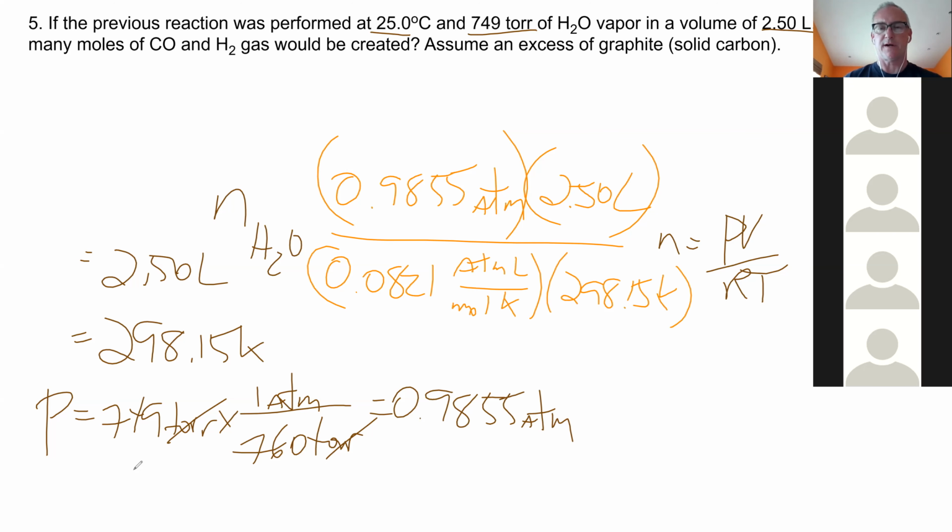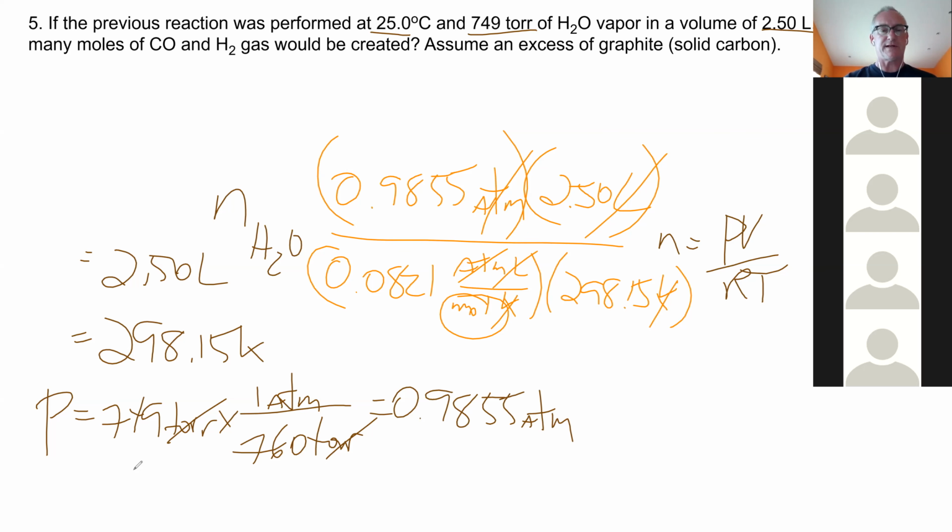All right, so I've got atmospheres on the top, atmospheres on the bottom, liters on the top, liters on the bottom. In the denominator, I've got Kelvin as a numerator and Kelvin as a denominator. So I'm left with moles, which is what I want. It's 1 over moles in the denominator, so when I flip it over, I get moles.